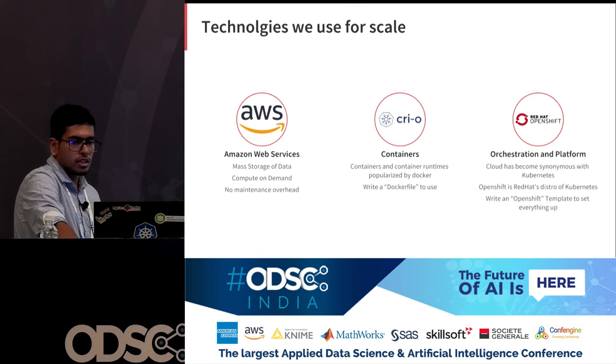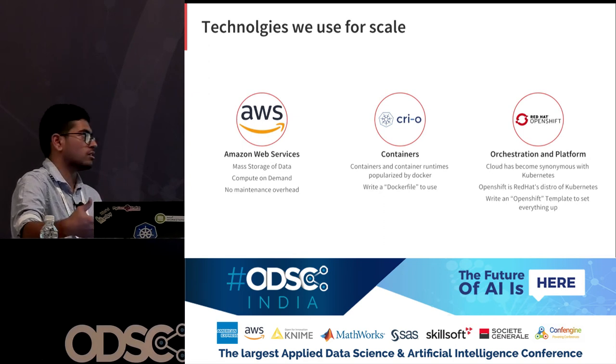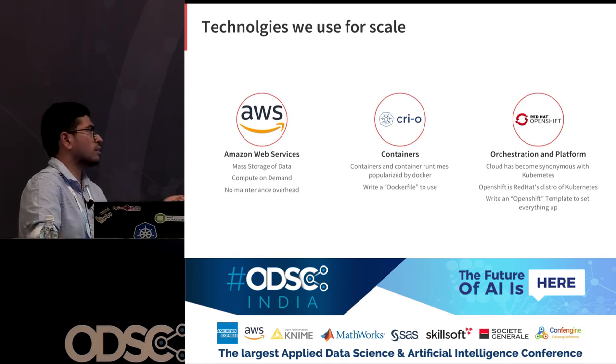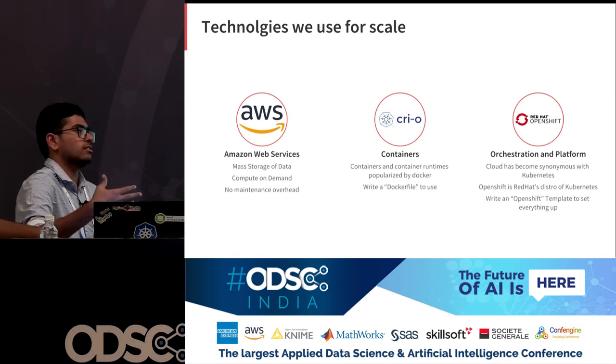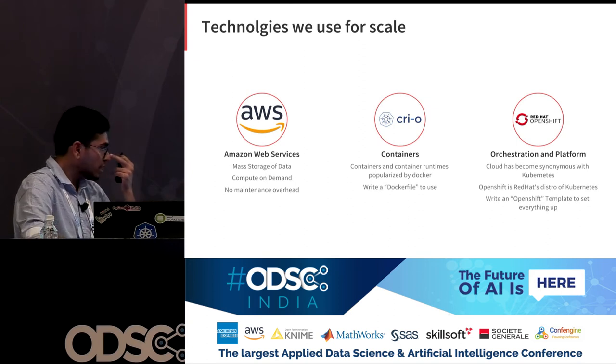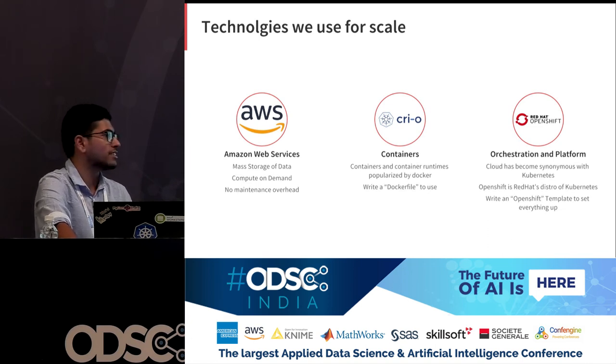Technologies that we use for scaling, of course, AWS, and OpenShift. If you are aware of Kubernetes, it is more of a platform. Red Hat OpenShift is Red Hat's distribution of Kubernetes, which is built around the idea of an application platform. It gives you all the magic of Kubernetes with a more user-tolerable interface and everything. It's easier to do stuff over there.